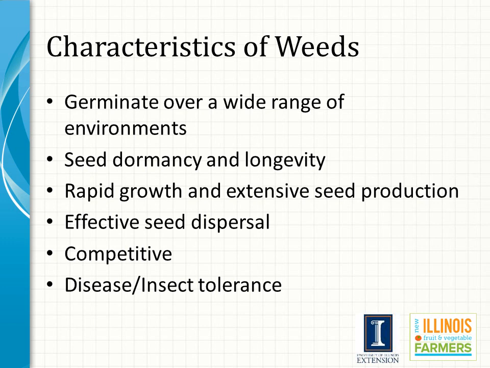There are many specific characteristics that we usually associate with weeds. First, they are able to germinate over a wide range of environments. Next, they also have seed dormancy and longevity in the soil. They have rapid growth and extensive seed production, and also effective seed dispersal. They're also competitive. Remember that there's no one out there weeding around the weeds. They have to naturally be able to fend for themselves, and also they're somewhat tolerant to insects and diseases, as there's no one spraying fungicides or insecticides or picking bugs off them. They have to be able to tolerate these on their own.